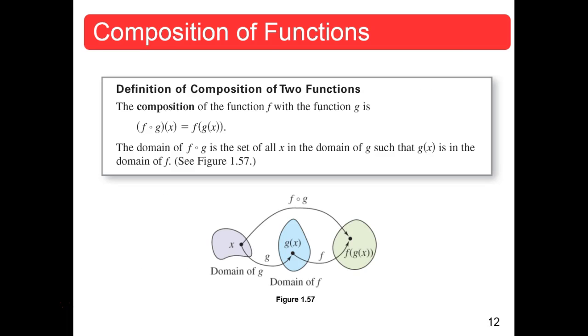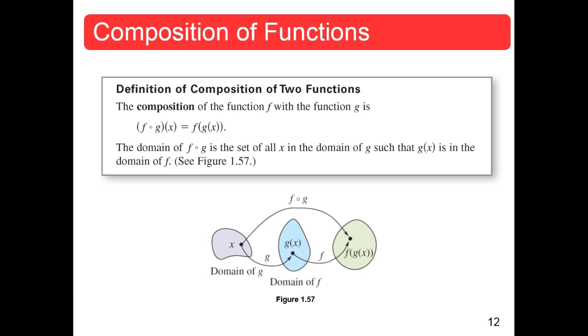So here's the definition of the composition of two functions. The composition of the function f with the function g is f composed with g of x, which is f of g of x, always. Here's my little way of thinking of this. I think of that little circle as being an "of," O for of: f of g of x. That's what that means. So if you write that down first, you usually get it at least started right.